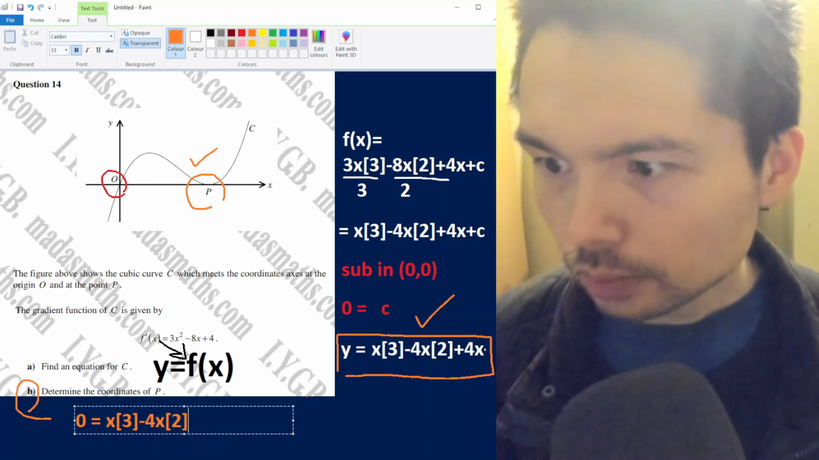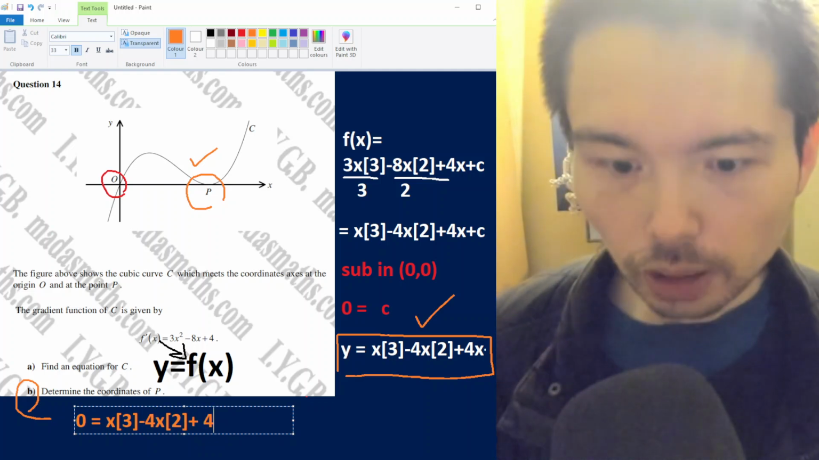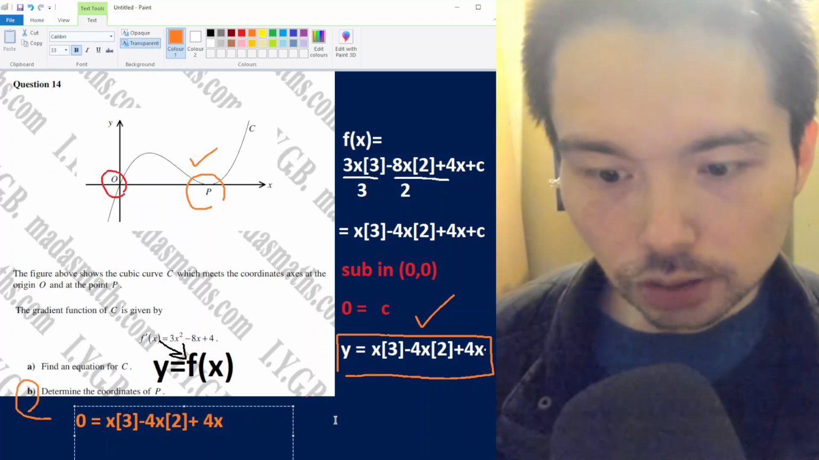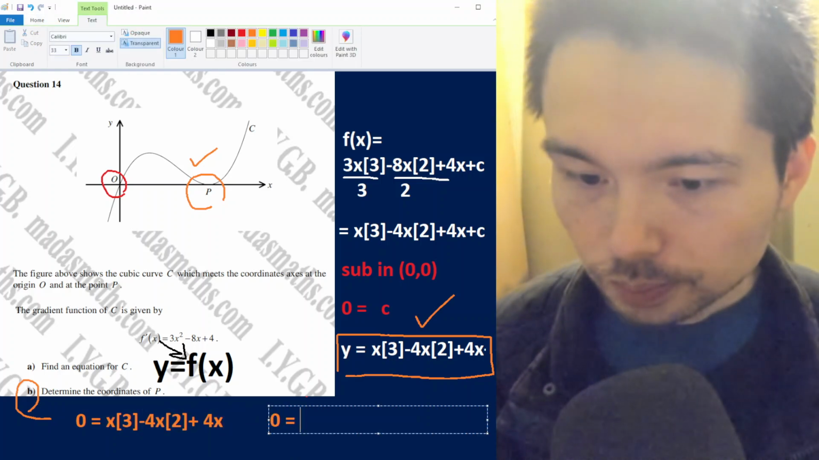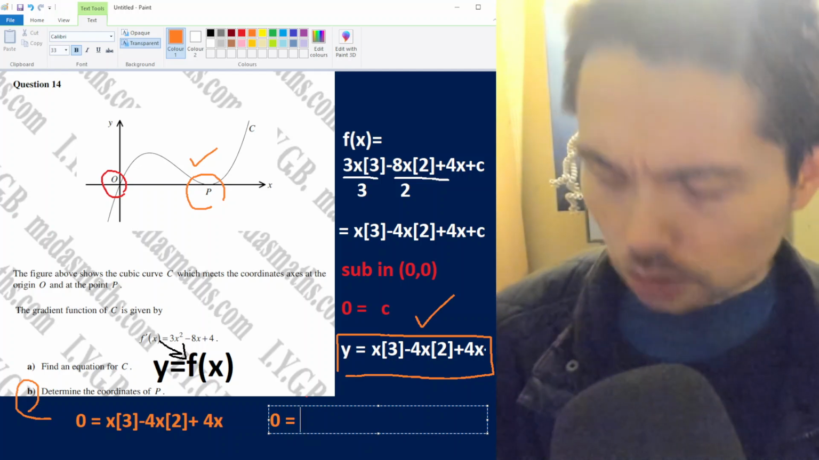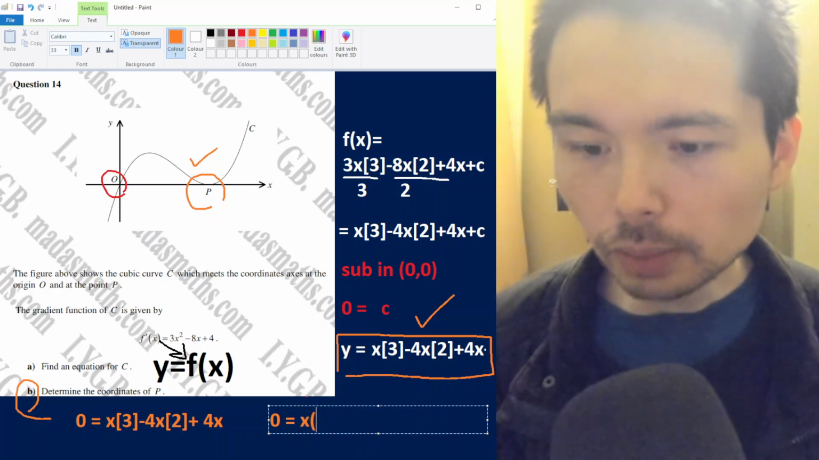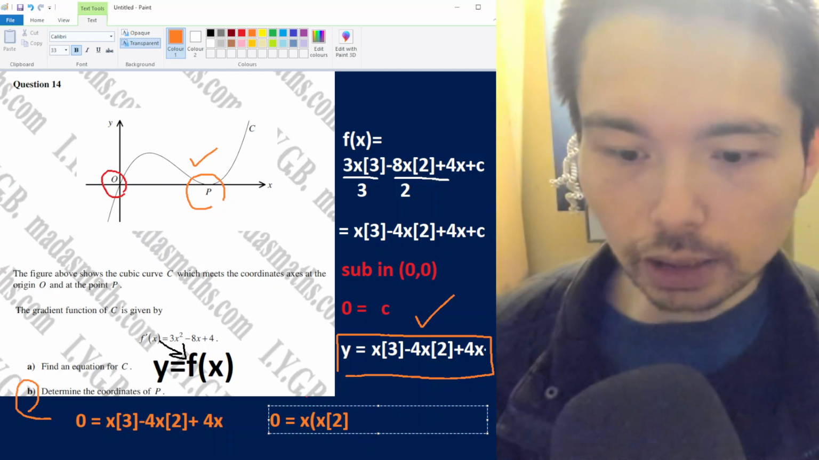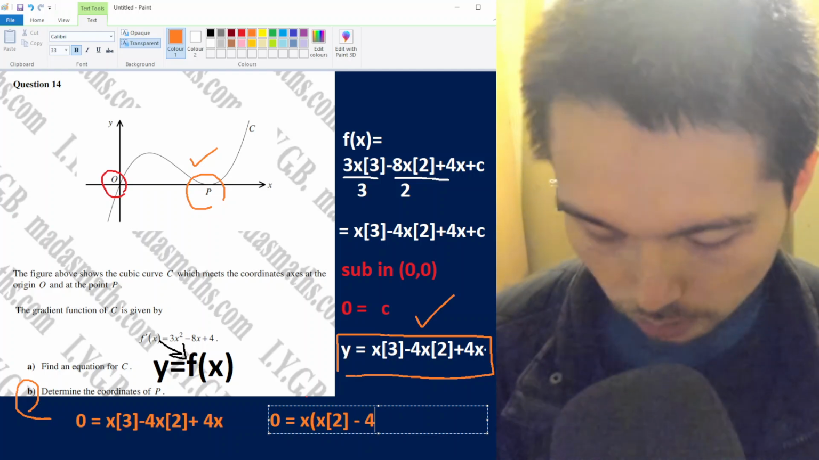x cubed minus 4x squared plus 4x. Let's factorize. Have a look at every term. There's an x. So that means we must take it out. Or else you guys might be thinking, how can we solve a cubic? That's not really part of A-level maths. But this now changes into something more familiar. x bracket x squared minus 4x plus 4.